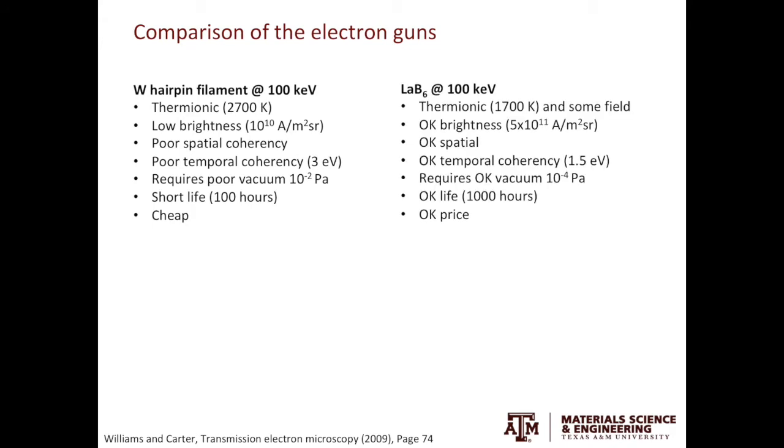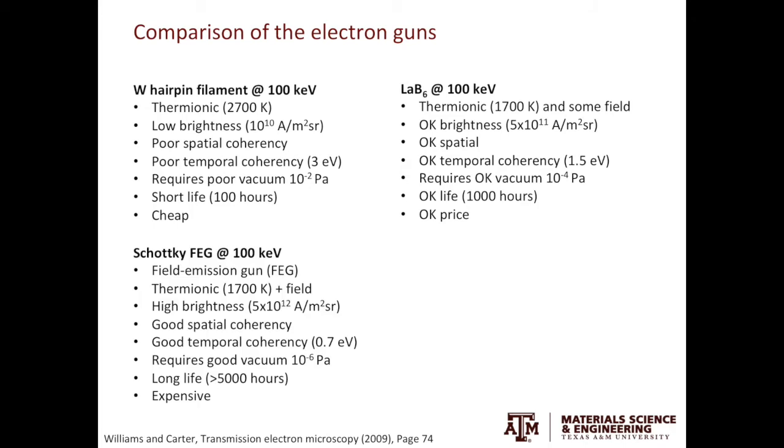For the LaB6 source, the electron gun works at fairly high temperature, but not as high as the tungsten filament. The brightness is okay, the spatial coherency is okay, temporal coherency is okay, vacuum is okay, life is okay, and the price is okay. For the Schottky gun, it's a field emission source. The beam brightness is high, the spatial coherency and the temporal coherency are good. It requires a good vacuum and has long service life. It's pretty expensive, so don't break it.